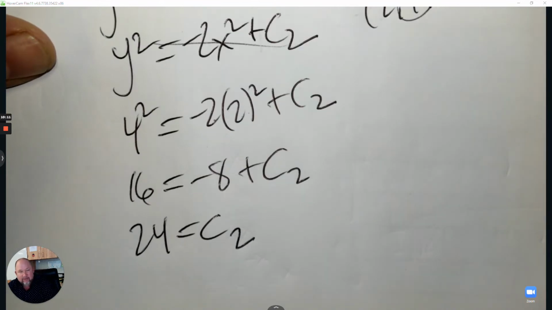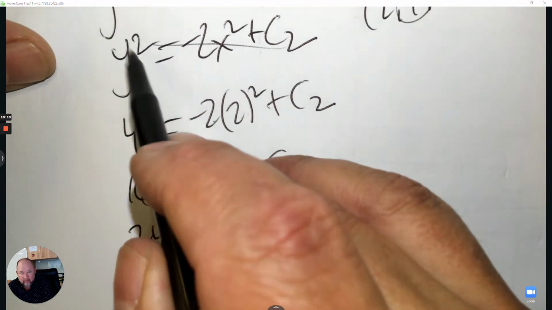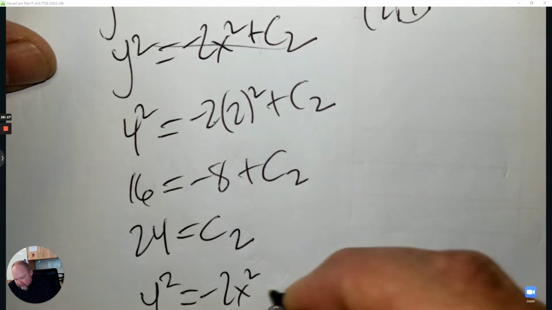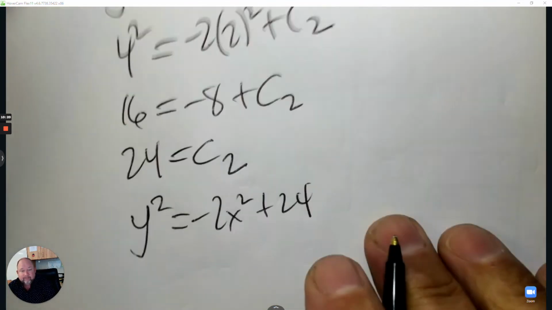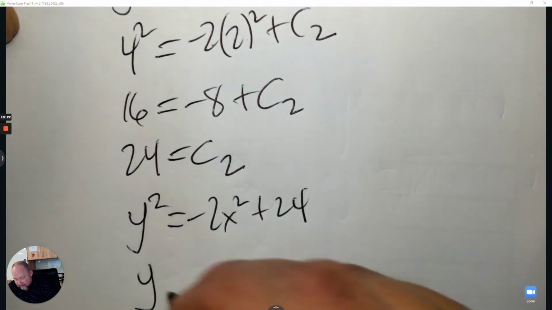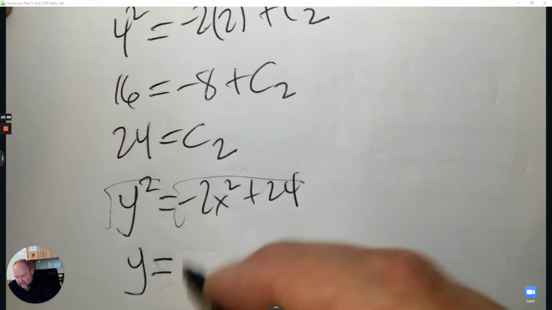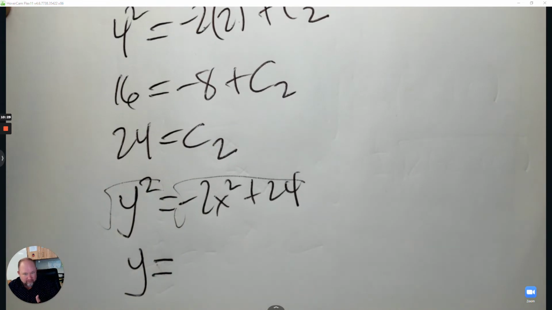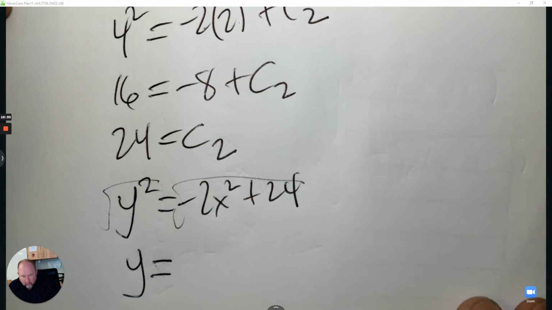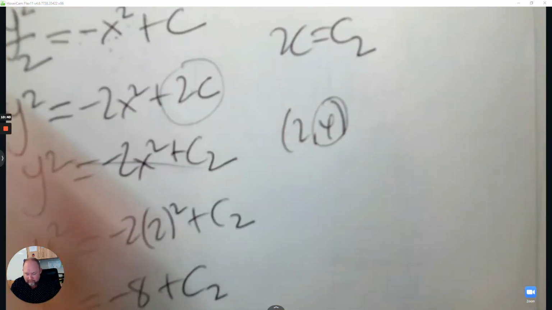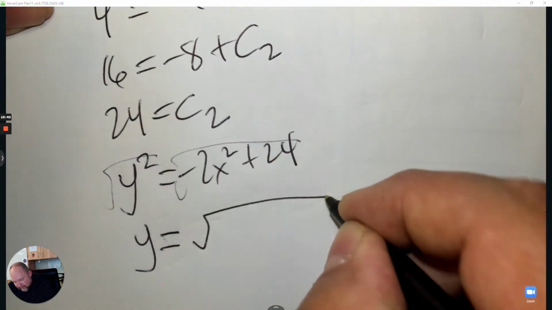And now I go back to the equation. So I go back to this equation, y squared equals negative 2x squared. And then I put in 24. Then I'm going to solve for y. So I'm going to square root. Now, normally the answer would be positive or negative. Now, the key here is the y coordinate of the point you're given. So the y coordinate you're given is a positive number. Therefore, this will be positive in front.